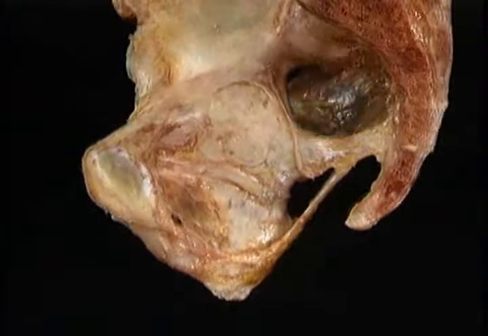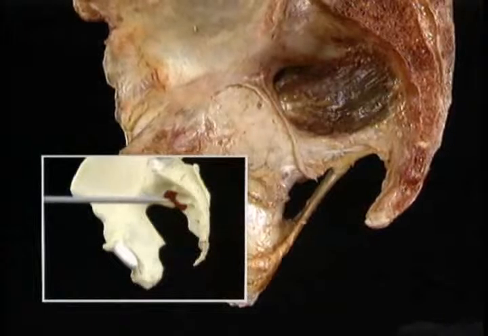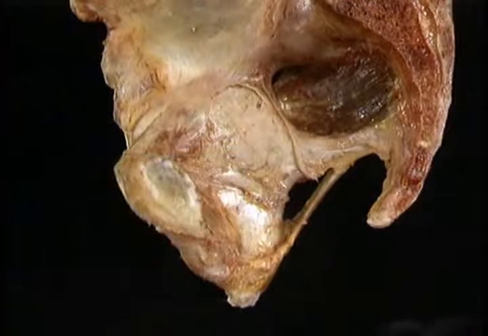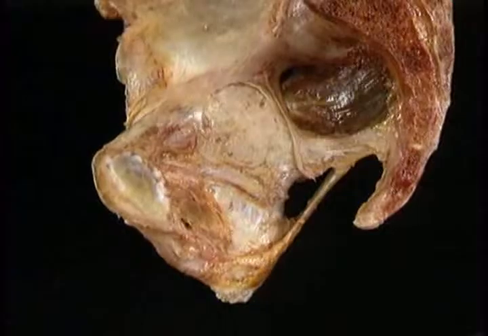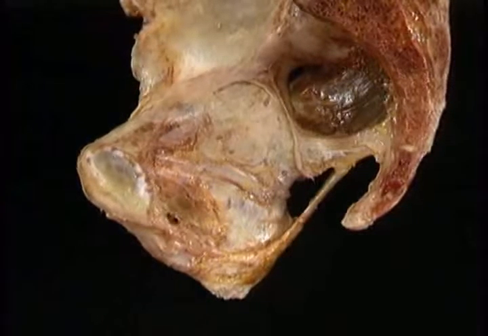Here's piriformis. Piriformis arises from here on the sacrum. It passes laterally and leaves the pelvis through the greater sciatic foramen. We'll see where it goes in a minute.